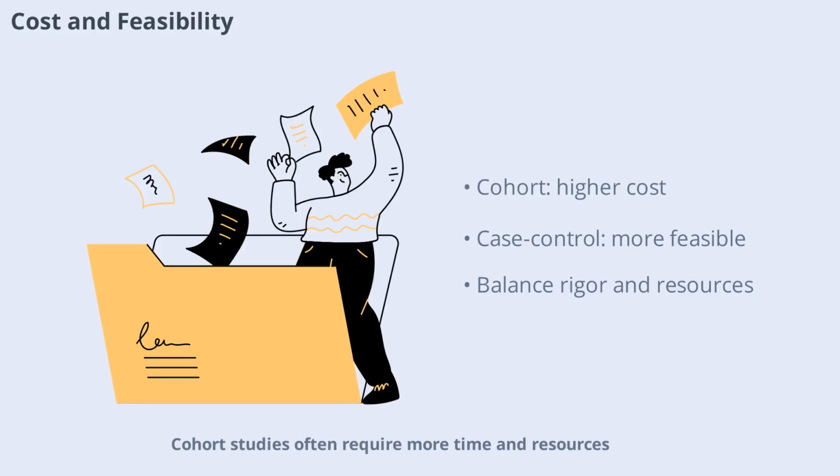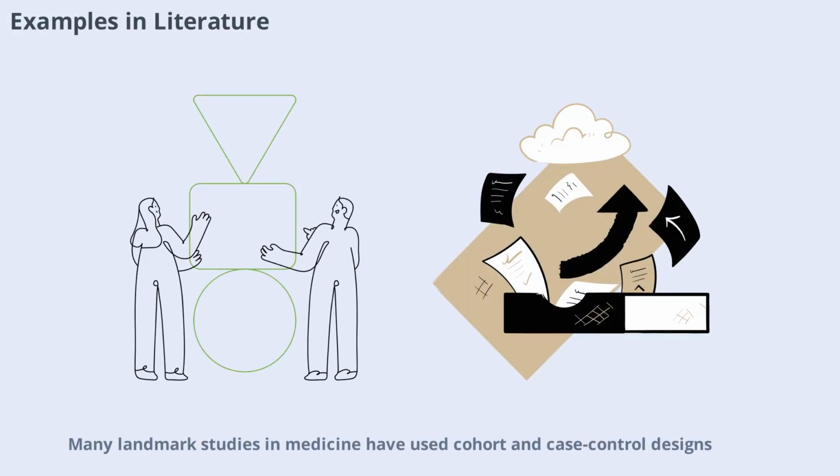Cost and feasibility are important considerations in study design. Cohort studies often require more time and resources due to long follow-up periods and large sample sizes. Case control studies are generally more cost-effective and quicker to conduct, making them attractive for certain research questions. Balancing scientific rigor with practical constraints is key. Many landmark studies in medicine have used cohort and case control designs.